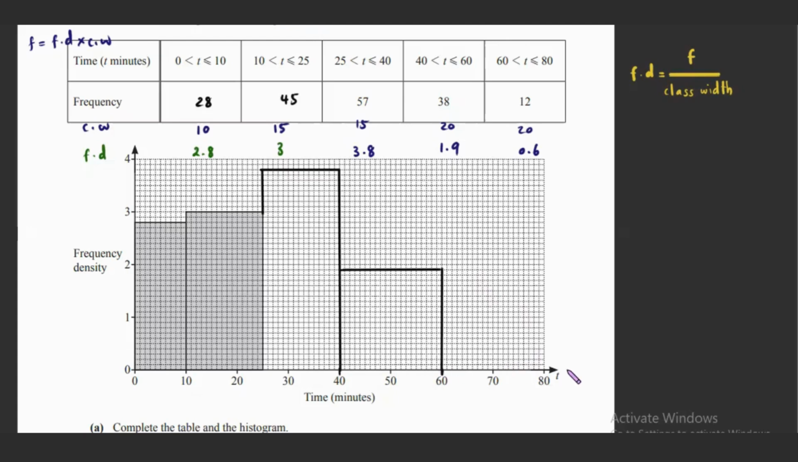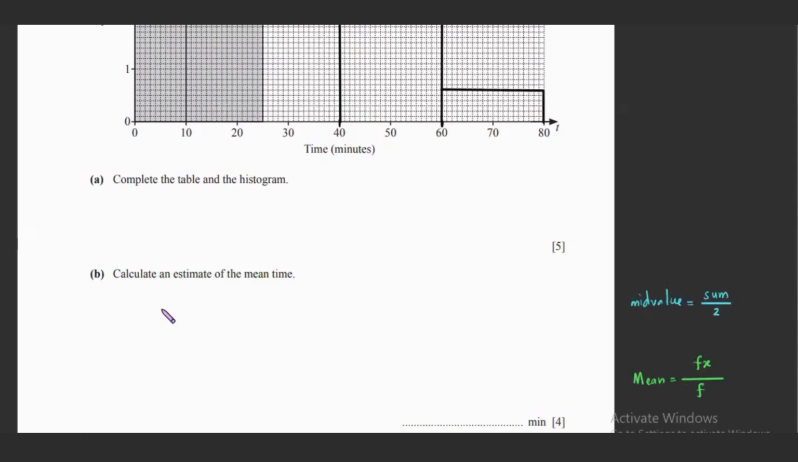Next, we have 60 to 80, which is 0.6. So this is going to be where 6 is. 60 to 80, yes. So this is how it's going to be. So with that, we have completed the frequency histogram that is given here. Let's move on to the next one.